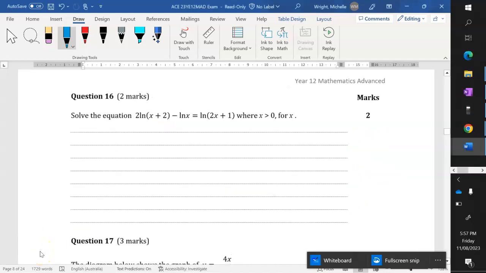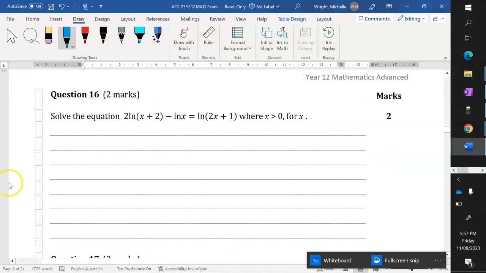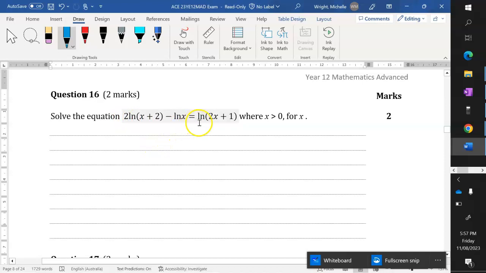Okay, question 16. Now, this was worth 2 marks, and it says solve the equation 2 log of x plus 2 minus log of x is equal to log of 2x plus 1, where x is greater than 0. Now, out of all the questions that I marked in this section, this one was the question that was done the worst, definitely, by everybody. I think in the whole of our year, we only got 2 people that actually got this out.